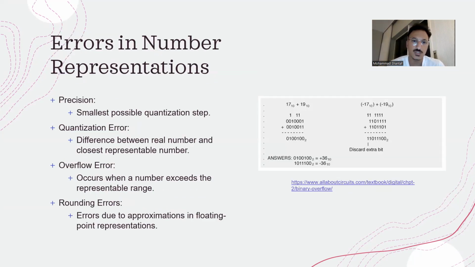Okay, over here we're discussing the errors in number representations. There are precision, quantization error, overflow error, and rounding errors. Precision is the smallest possible quantization, whereas the quantization error is the difference between real numbers and the closest representable numbers. Overflow is when a number exceeds the representable range that it's given, and the rounding error happens when approximations in floating point cause an error. Over here to our right, we can see an overflow error and how it exceeds the range that it's given, in both a negative and a positive number.